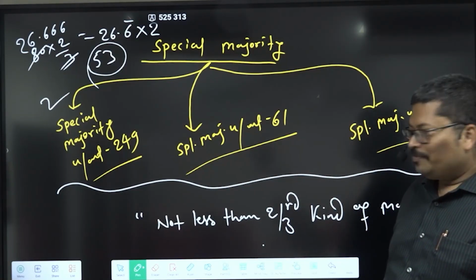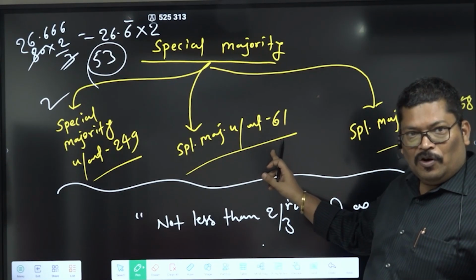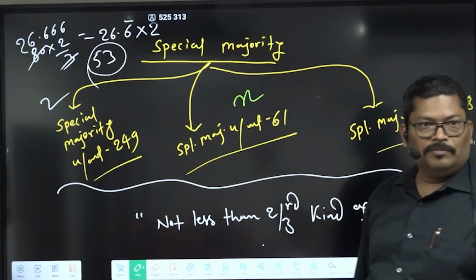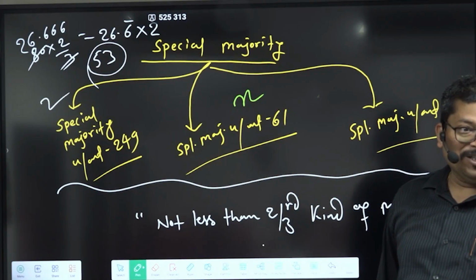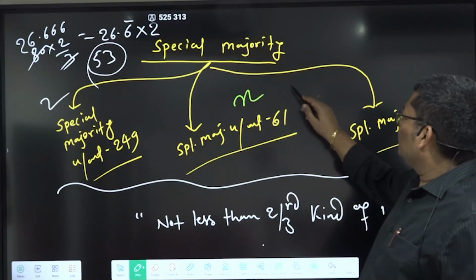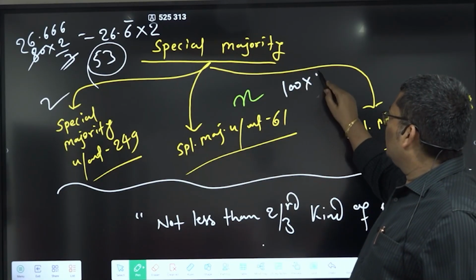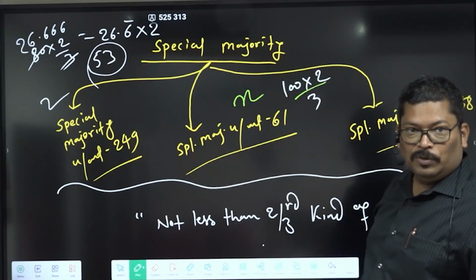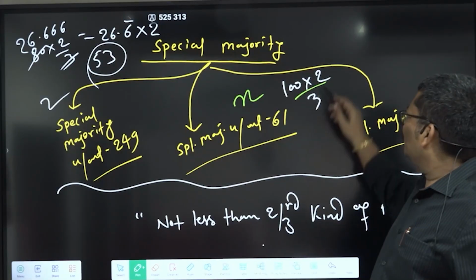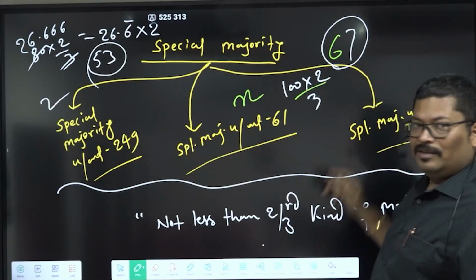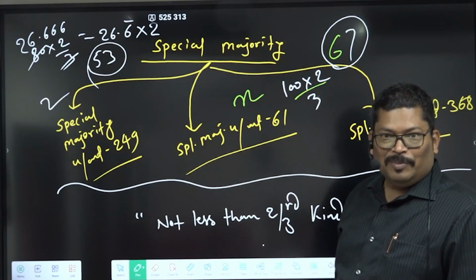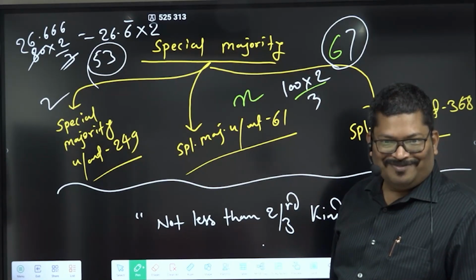What is this? Not less than two-thirds of total strength. So what's the total strength? 100. So what would be the two-third value of 100? 67, right? 67. People are not counted in fraction.